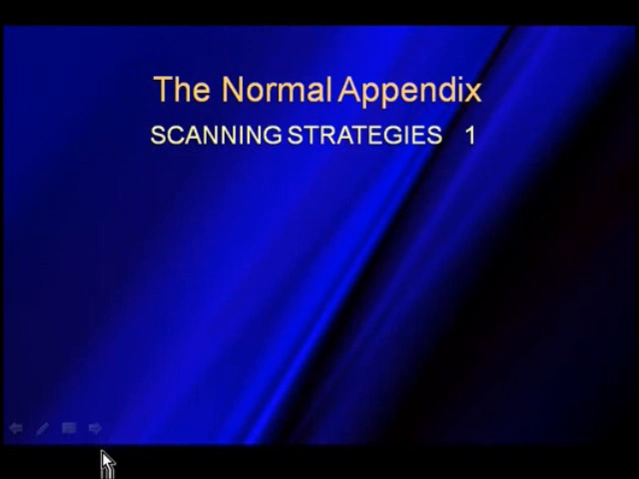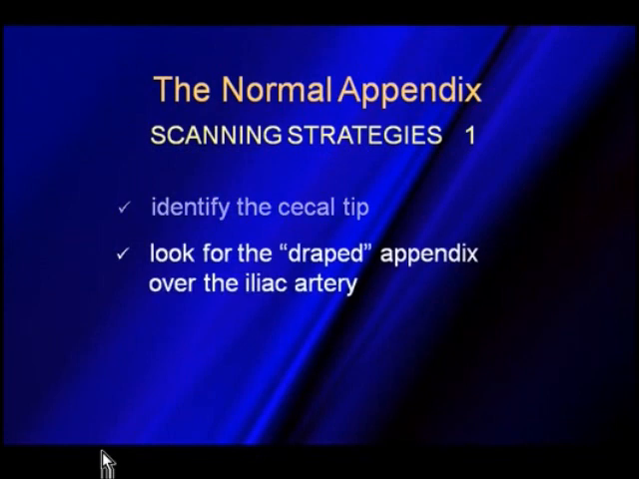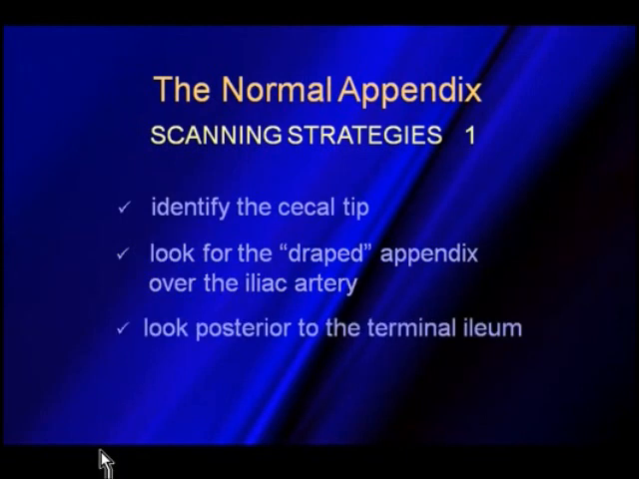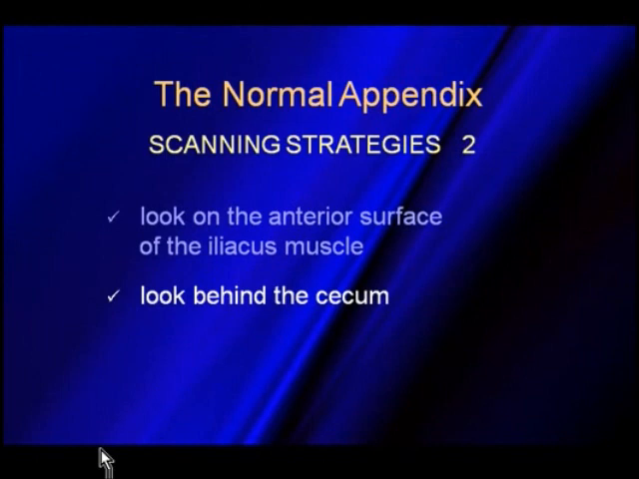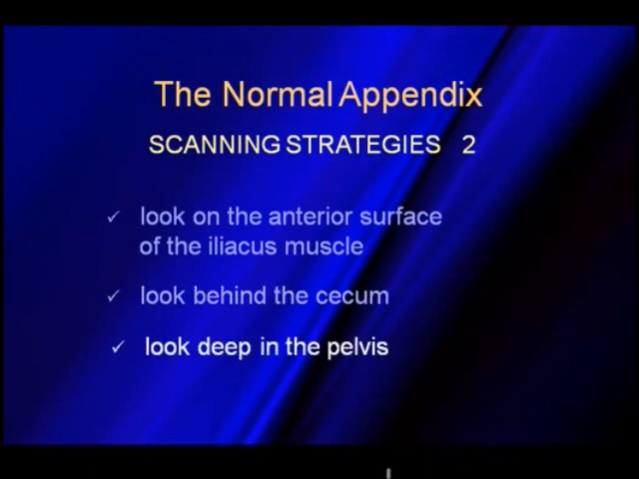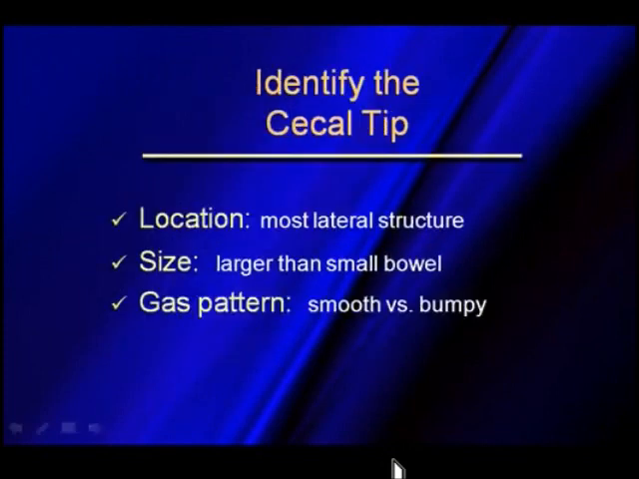So these are the scanning strategies of how we go about locating where the appendix might be. First thing is we want to identify the cecal tip. We will look for the appendix draping over the iliac vessels, and I'll go over each of these individually. We will look posterior to the terminal ileum. If we don't find the normal appendix, we'll go back and look anterior to the iliacus muscle. We'll look behind the cecum. I think a retrocecal appendix is a place that we miss a lot of our cases of appendicitis. And then at times we'll look deep in the pelvis. These tend to be more common locations on females that we'll see the actual appendix deep inside the pelvic area.